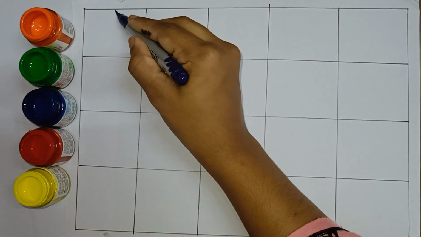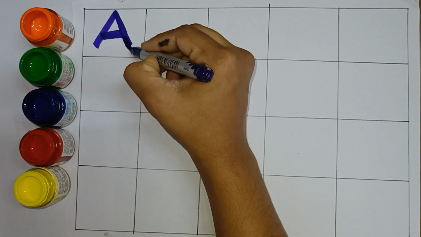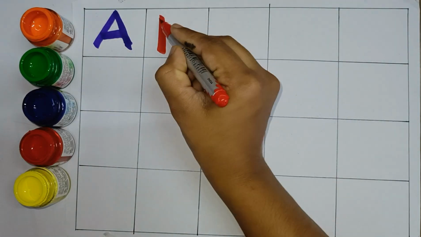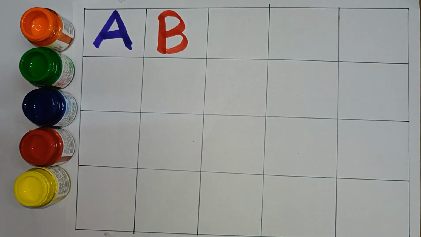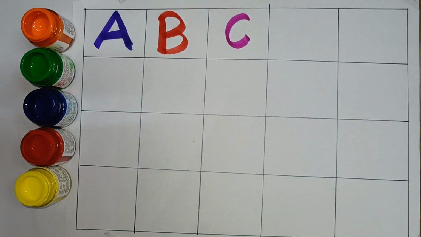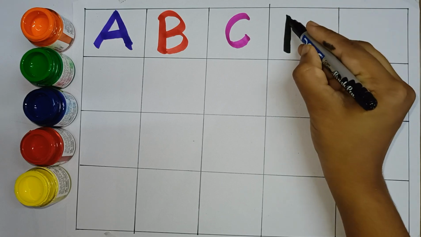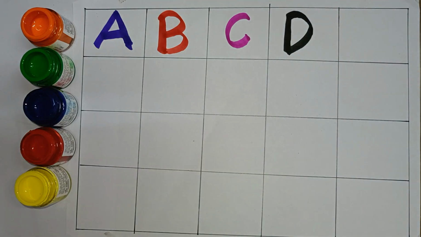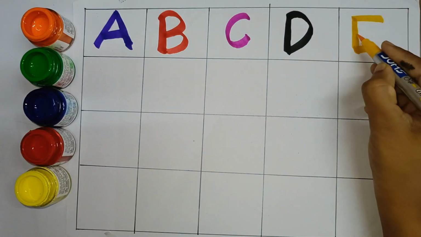Violet color. A for apple, red color. B for ball, pink color. C for cat, black color. D for dog, yellow color. E for elephant.